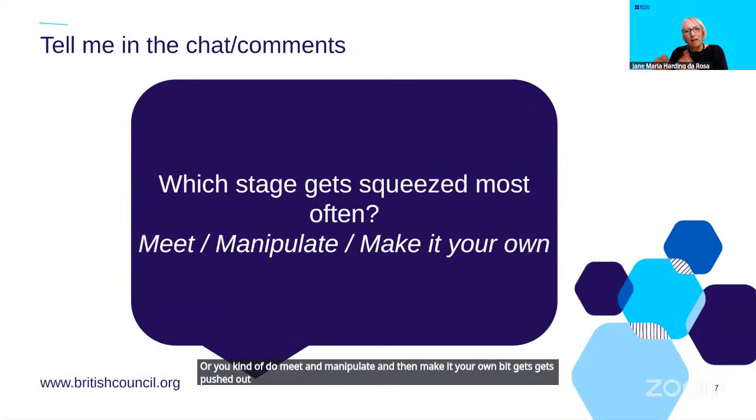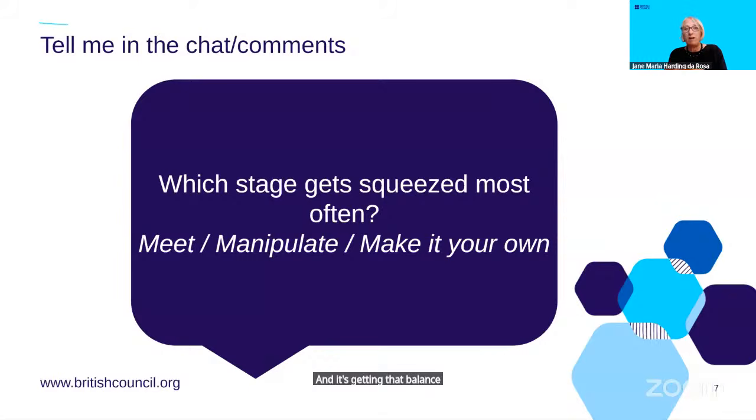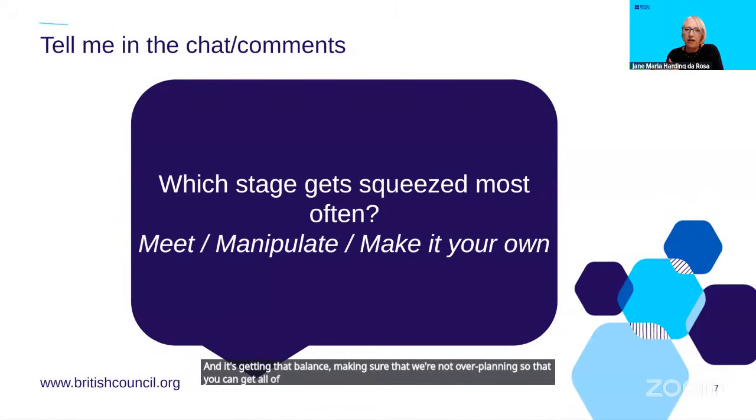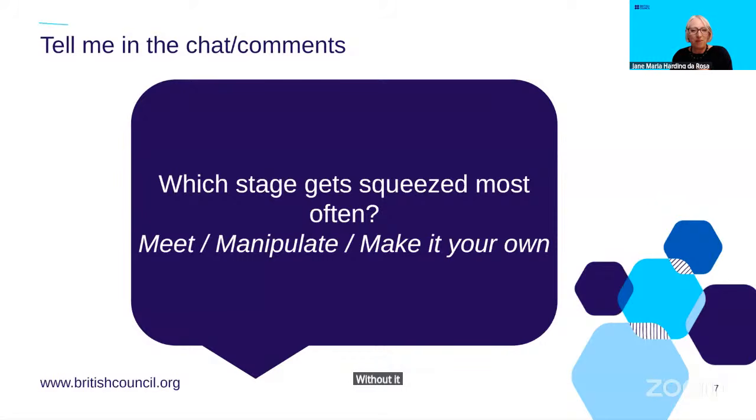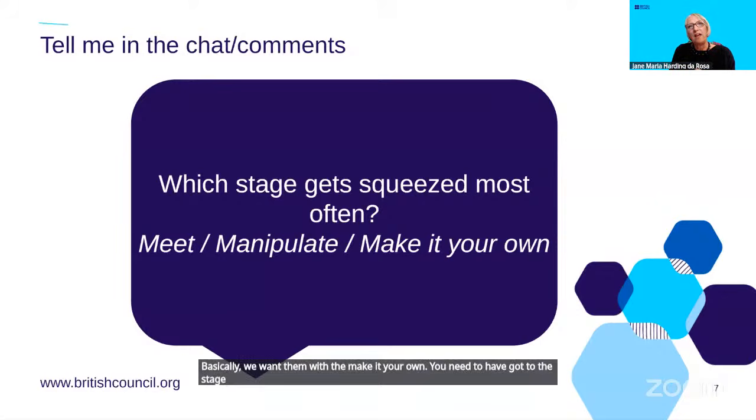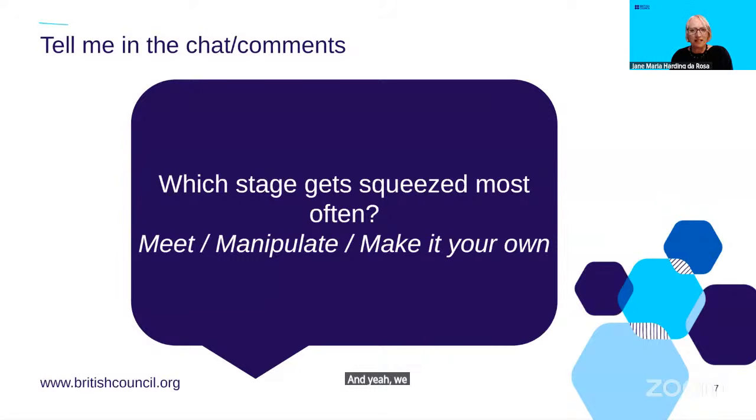And it's getting that balance, making sure that we're not over planning so that you can get all of those 3 stages in. Yeah, basically we want them with the make it your own. You need to have got to the stage where they can use it on their own. And yeah, we keep missing this out. I'm just reading comments as well as everything else.